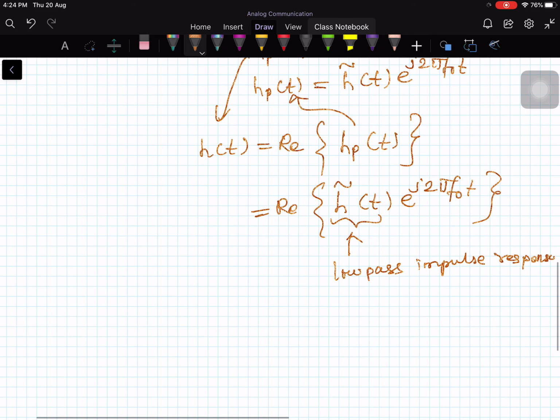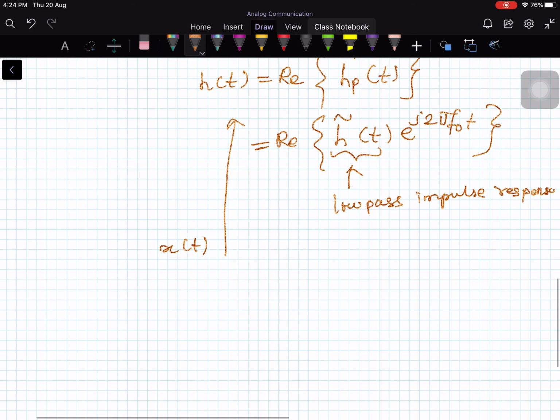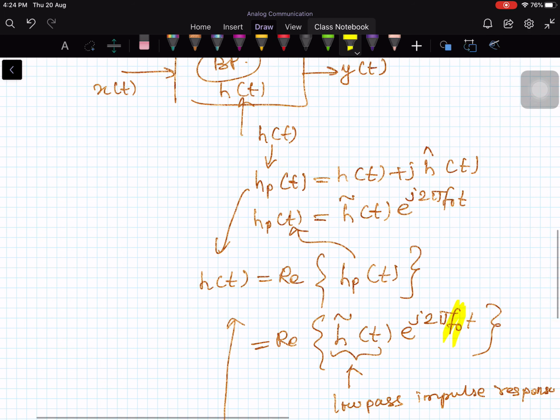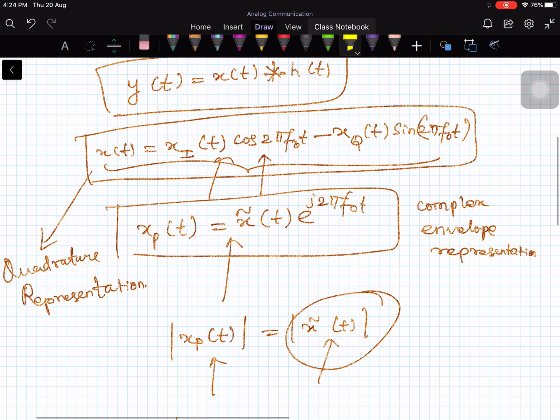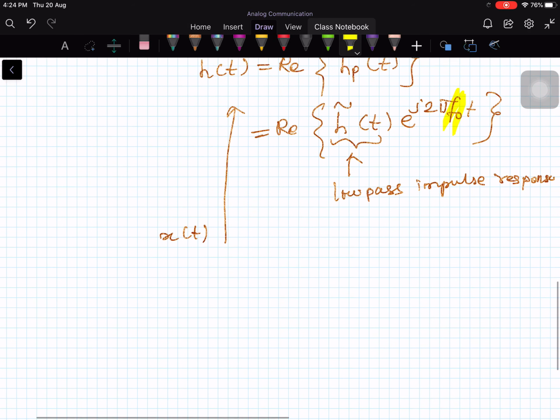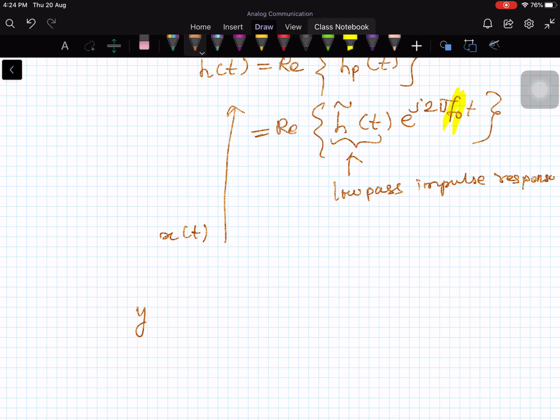Okay, so it's a fairly mechanical procedure. I am just repeating what I have already said for x of t. Whatever we did for x of t, the same thing I am repeating for h of t. And one more thing, here also I am keeping the frequency f naught in the standard bandpass representation, because the input signal as well as the system both are operating at the same center frequency. Therefore, your y of t is equal to x of t convolved with h of t.